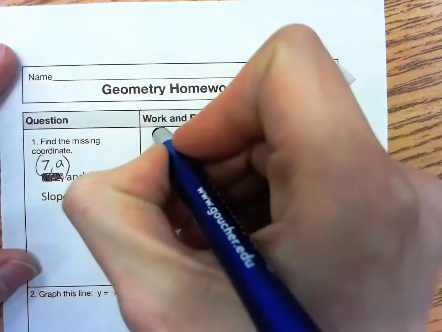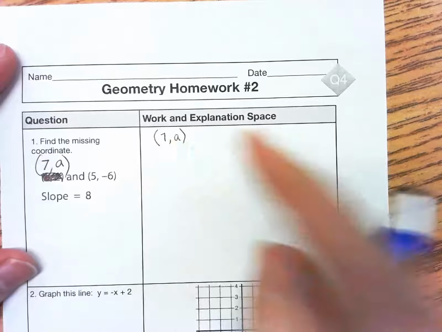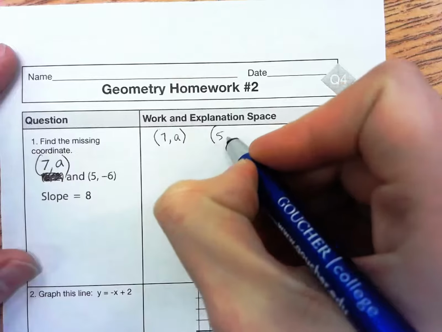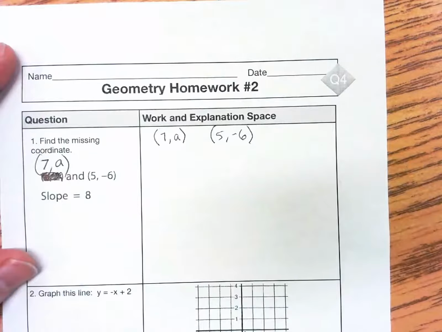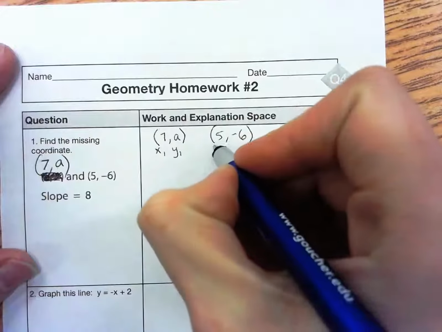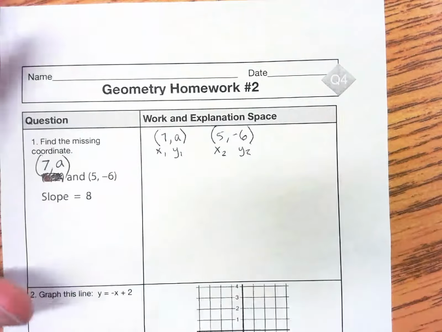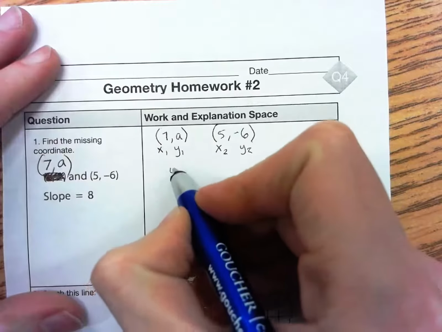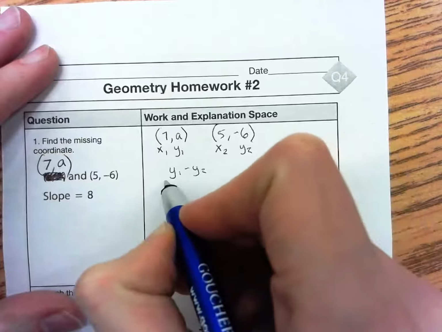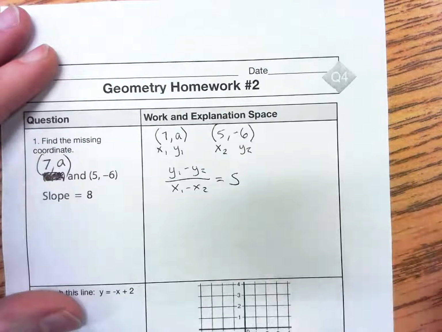So I'm going to copy down my 2 points. I have 7 comma a, and I'm going to keep that as the first coordinate because that's our missing value. And then I have 5 comma negative 6. My second step says to label them x1, y1, and x2, y2. And then we're going to copy down the slope formula, the full thing. So it's going to be y1 minus y2 on the top, x1 minus x2 on the bottom equals s.